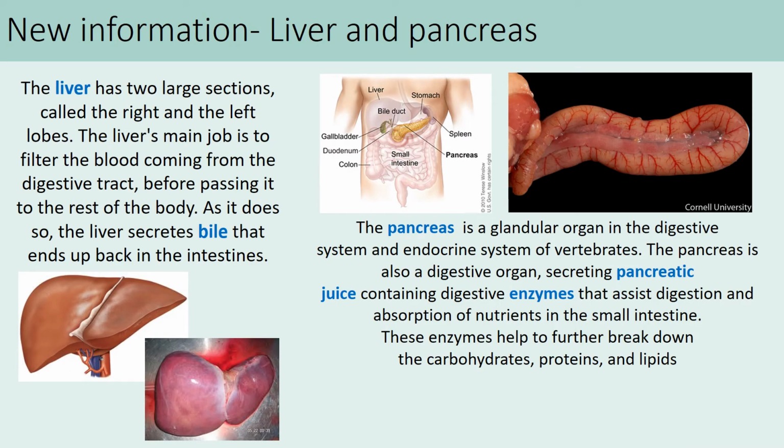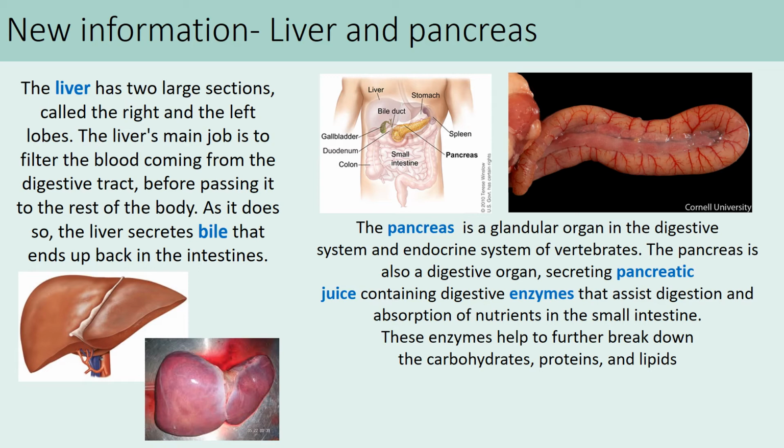Okay, next up, we've got the liver and the pancreas. Now, these do not really come up in Key Stage 3, so these will be new to most of you. We'll start off with the liver. Now, you don't need to worry too much that there are 2 sections to the liver. You need to know that there is a liver, and that the liver filters blood, but it also makes a substance called bile. It secretes bile, and it's the bile that ends up in the digestive system. So it secretes this substance called bile.